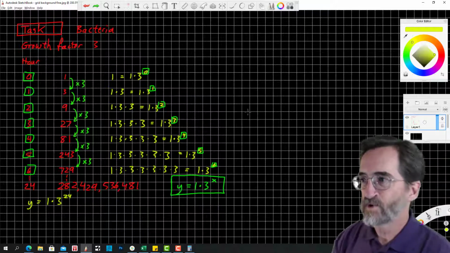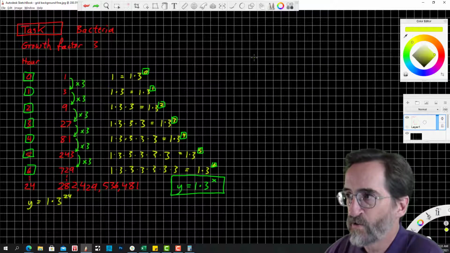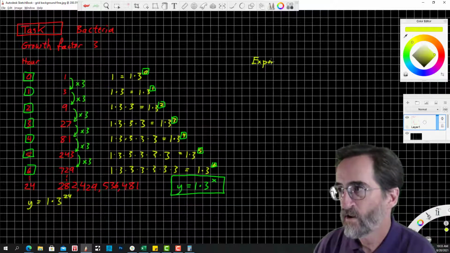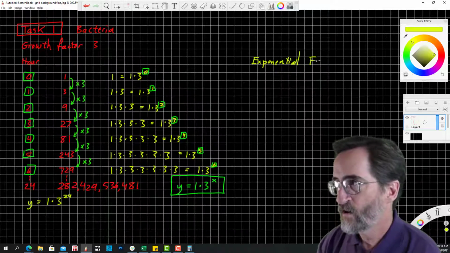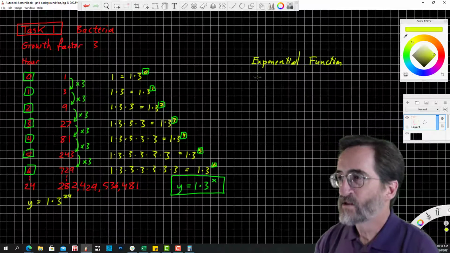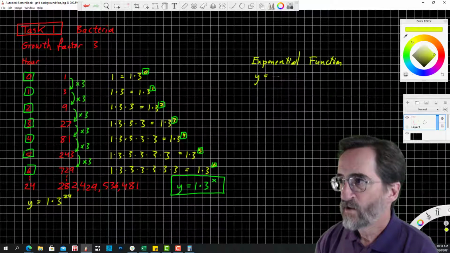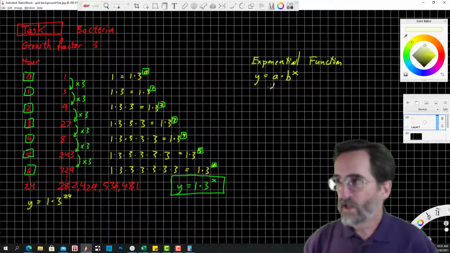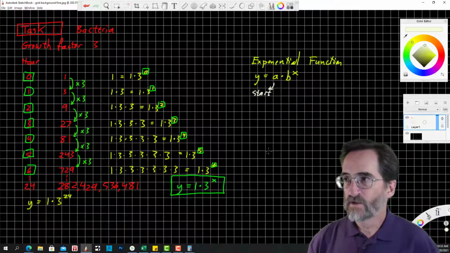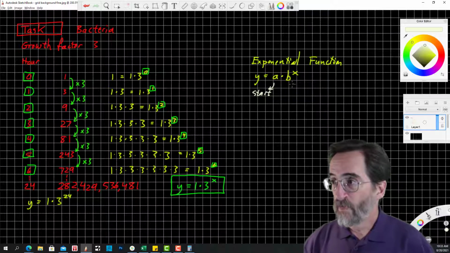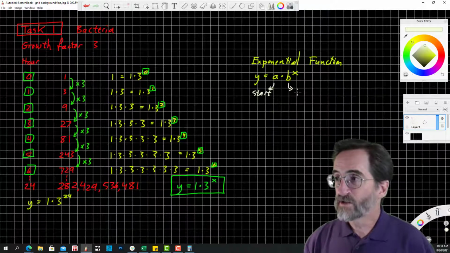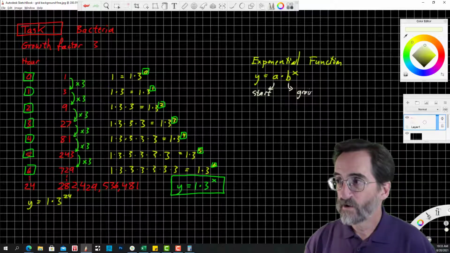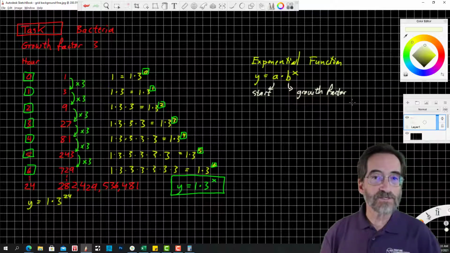So let's sum up the results of what we did. The formula for exponential growth, the exponential function we call it, is y equals a times b to the x. And the parts are this. A is what we call the start value. It's the value of the function when x is 0. It's also called the y-intercept. B is called the growth factor, and it tells me how fast the population grows.